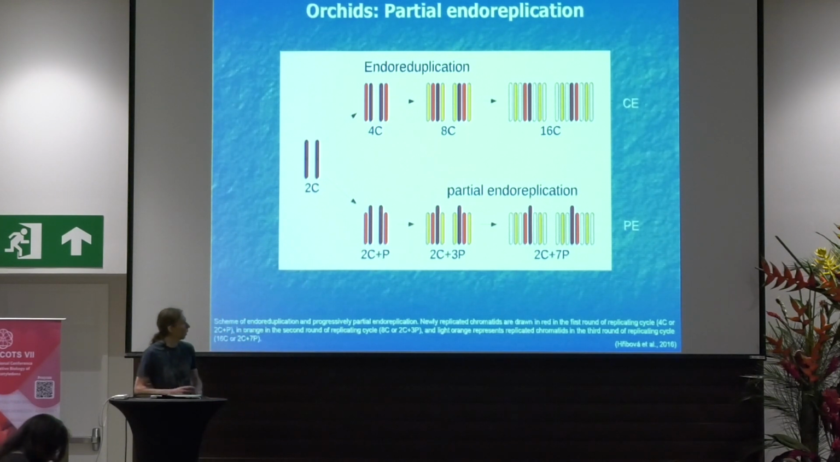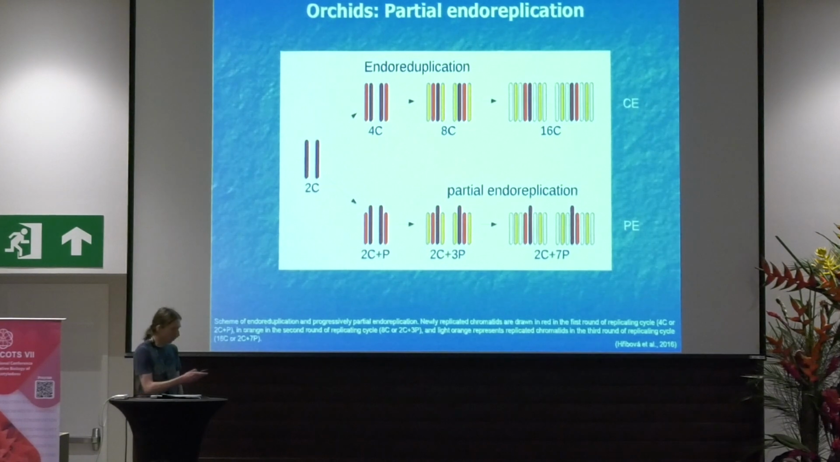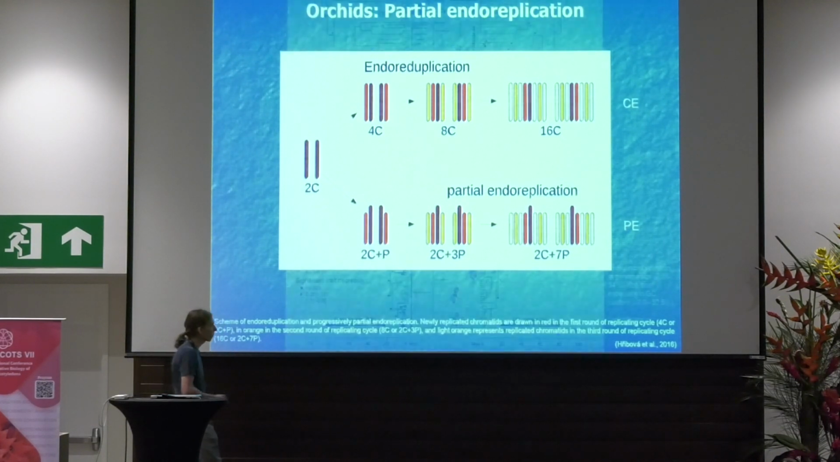Naturally, if the cell plans to divide, it will replicate the whole genome. But if it plans to remain a somatic cell and to endoreplicate, it selects only part of its genome to be replicated. This is really something unique, which we know only from orchids. Not all orchids do that, but some of them do. It's called partial endoreplication to distinguish it from conventional endoreplication. And this is something we would like to understand a little bit more.